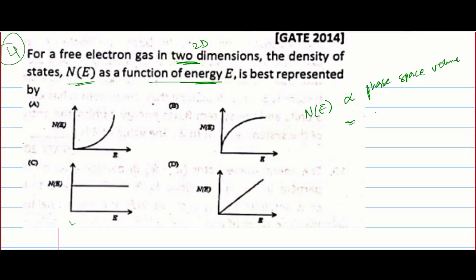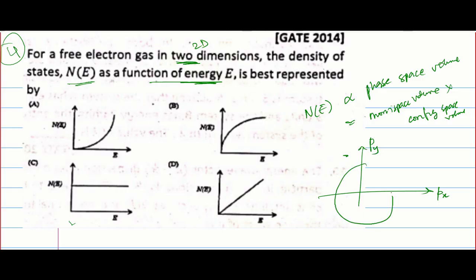Okay, so what is phase space volume? It's the momentum space volume multiplied by the configuration space volume, right? So what is momentum space volume? In 2D it's basically area, right? In 2D volume means area. px, py: if we draw a circle and a shell around it, I mean a ring around it, with width being dp and radius p.